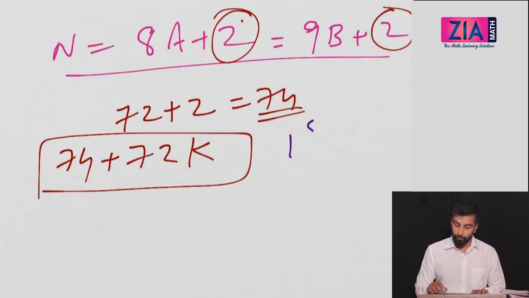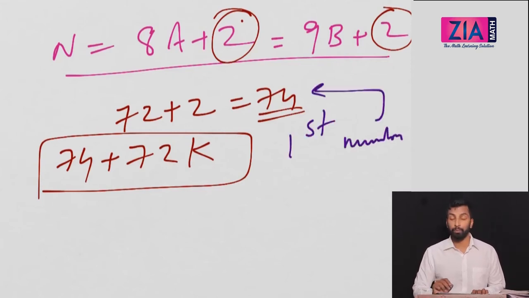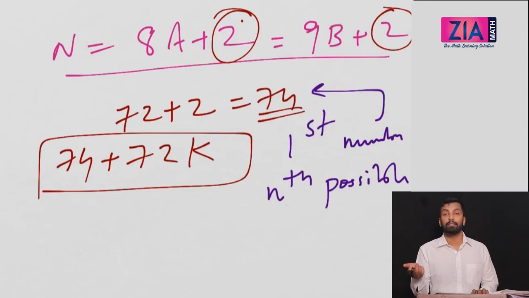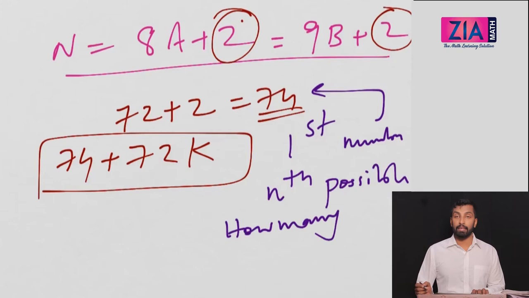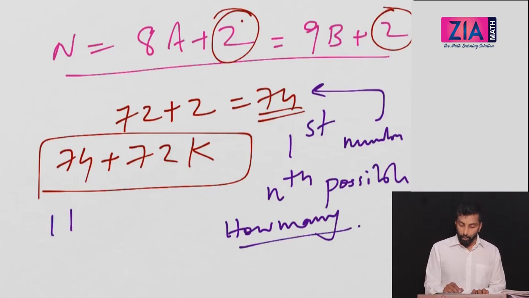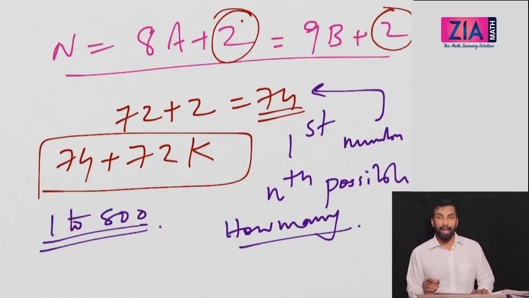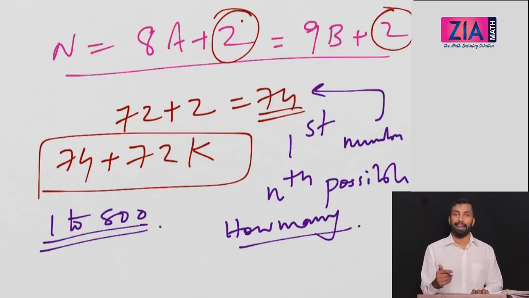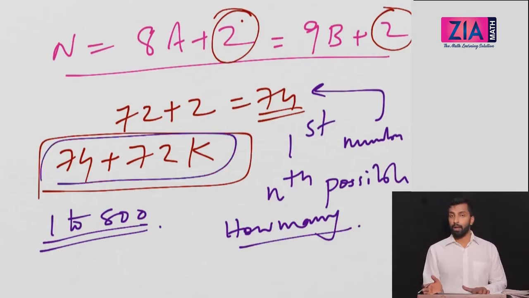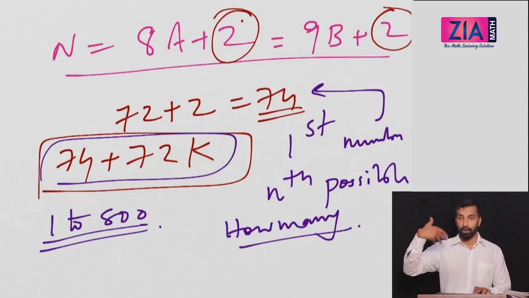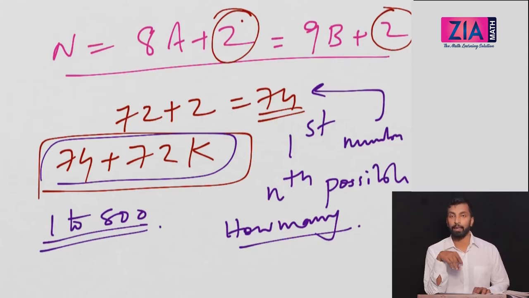I can ask you the first number, that is 74, second number, third number, fourth number. If you generalize, I can ask you the nth possible number. It can be anything, 1000 or 100 or 200, or I can ask you how many such numbers are there within a range of, let's say, 1 to 800. I told 800 because it is going to be very easy, and we can find it faster. Instead of 800 they can ask you 8000 or 80,000 or whatever it is, but the method remains the same. Since I am making a question here, I just took 800 because I have enough flexibility when I make a question.